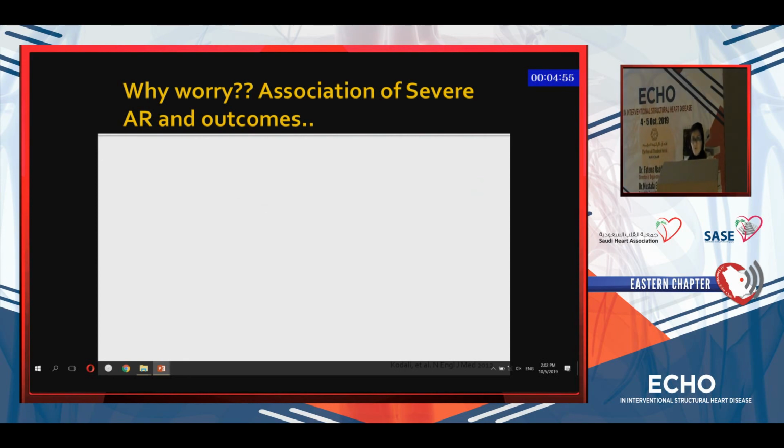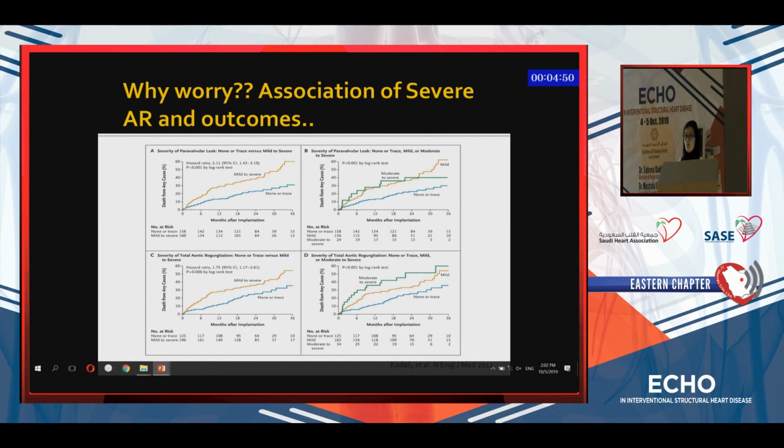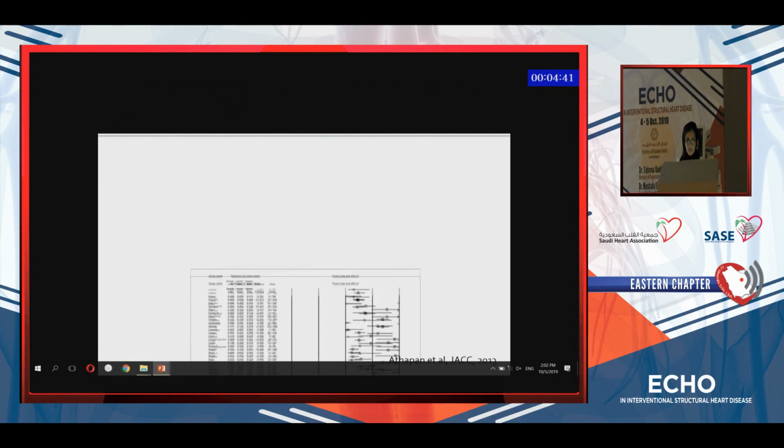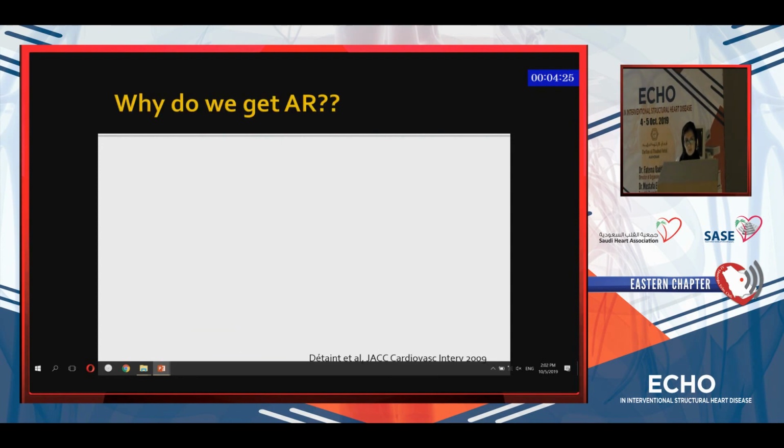So why do we worry about aortic regurgitation? Because it is very much correlated with worse outcomes. The more severe the aortic regurgitation immediately after deployment, the worse the overall outcomes. This has been noted through multiple meta-analyses and studies, all of which, as you can see in this forest plot, pass the line of unity in favor of increased risk with more severe forms of aortic regurgitation.